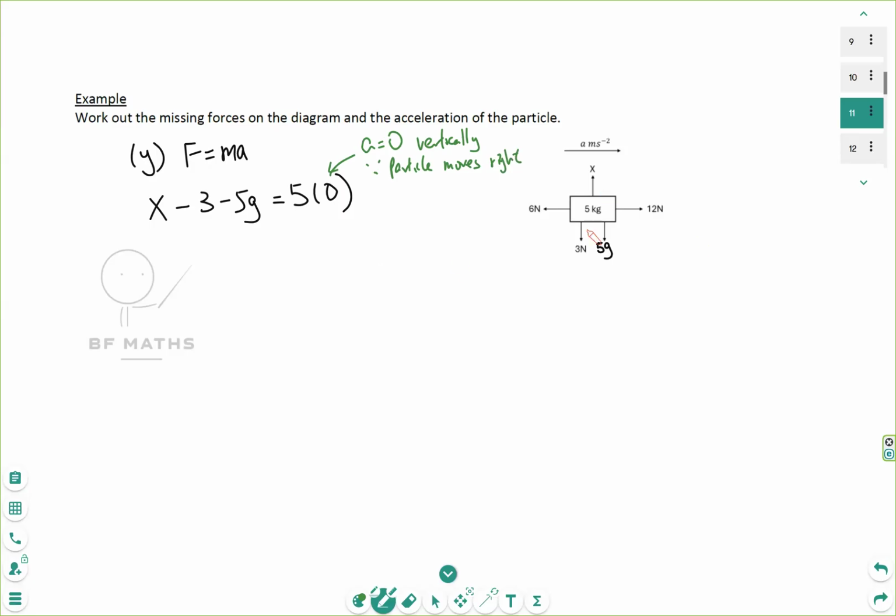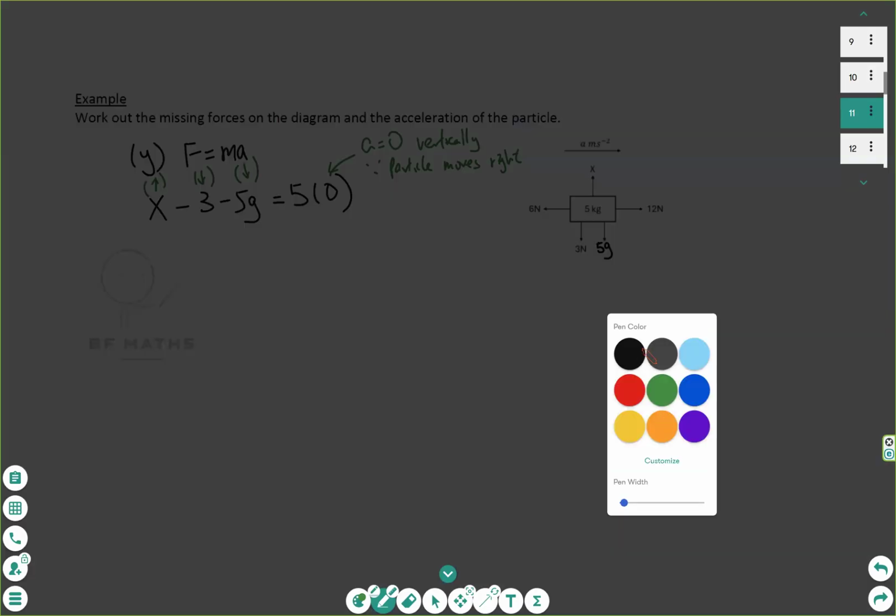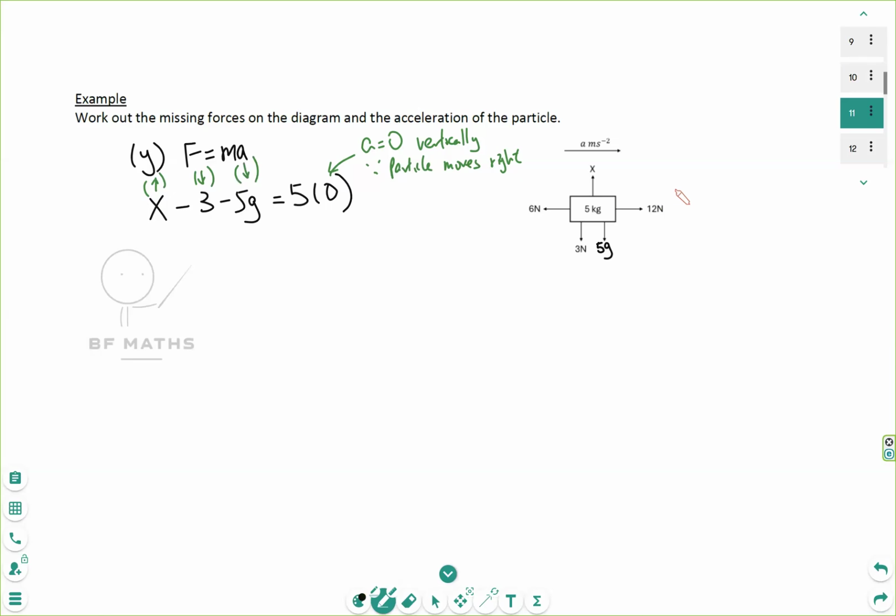And this one, these are the upward forces take away the downward forces. So it's always up take away down. Not always the case, but in the future you'll see examples where we don't always do up take away down. Sometimes we do down take away up, depending on the motion of the particle. But the particle in here is moving to the right. Therefore, upwards and downwards, the acceleration in the y direction is 0.